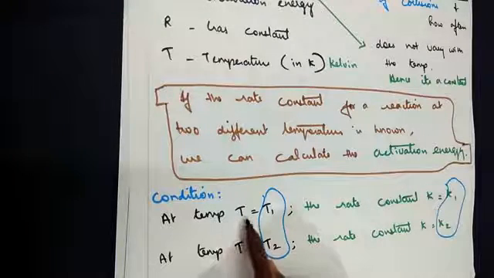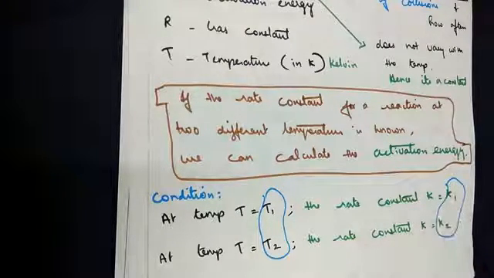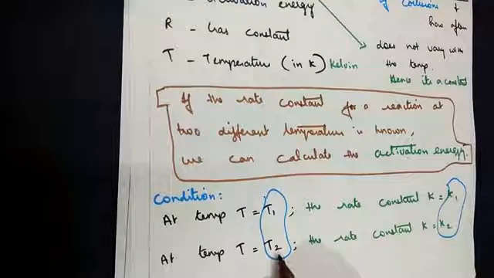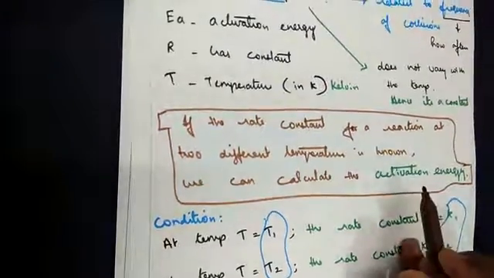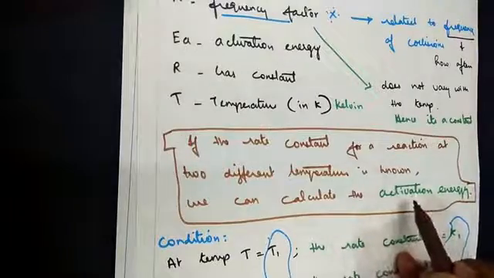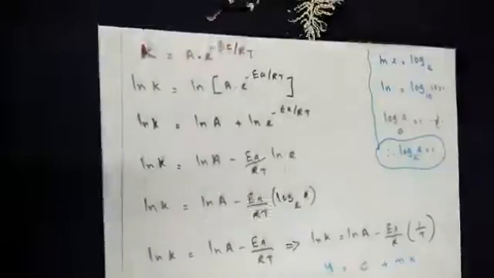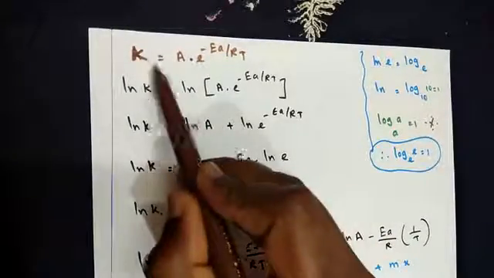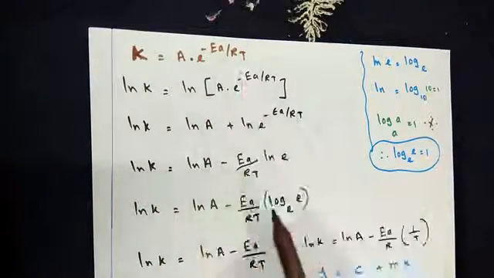So consider the first temperature to be T1 and the rate constant to be k1. And the second temperature to be T2 and the relevant rate constant to be k2 here. Now we need to mathematically arrive at a step to calculate the activation energy making use of the Arrhenius equation. We will see it now. So this is the Arrhenius equation. k is equal to A into e to the power minus Ea by RT.